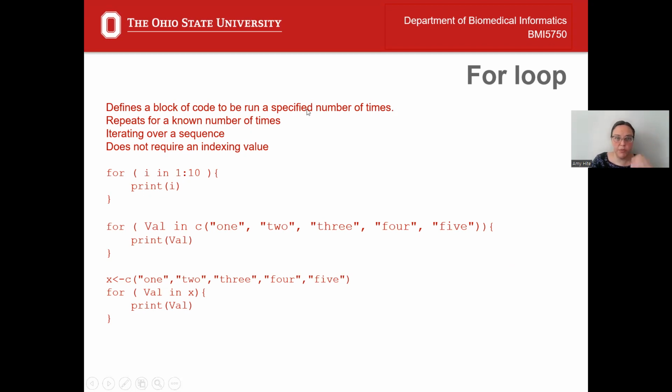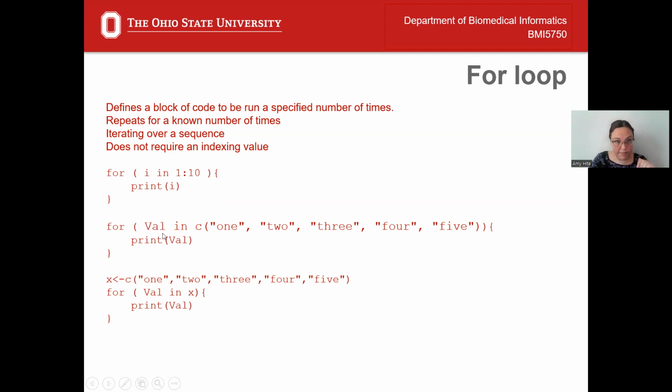It defines a block of code to be run a specified number of times. It repeats for a known number of times, usually iterating over a sequence. So in our first for loop, in the parentheses, we define our value and then what that value needs to iterate over. Here we're saying from 1 to 10, print i.